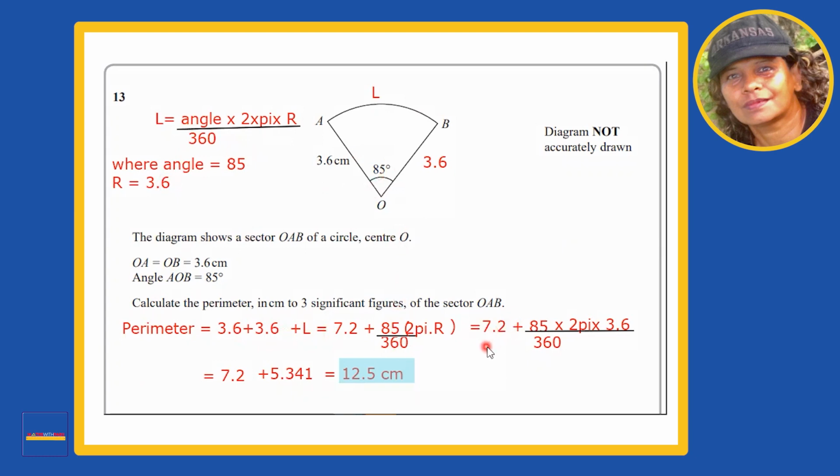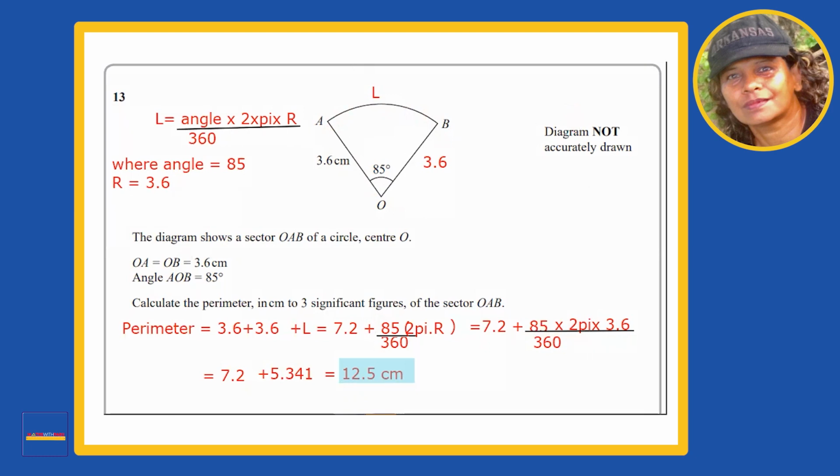So we have 7.2 plus 85 into 2 into pi into 3.6 over 360. When we add them all, we get 12.5 centimeters. So this is just a direct substitution of your knowledge for the formula for the arc length. And of course, you should understand that the perimeter of any shape is the sum of the outline of all the lengths of that shape.